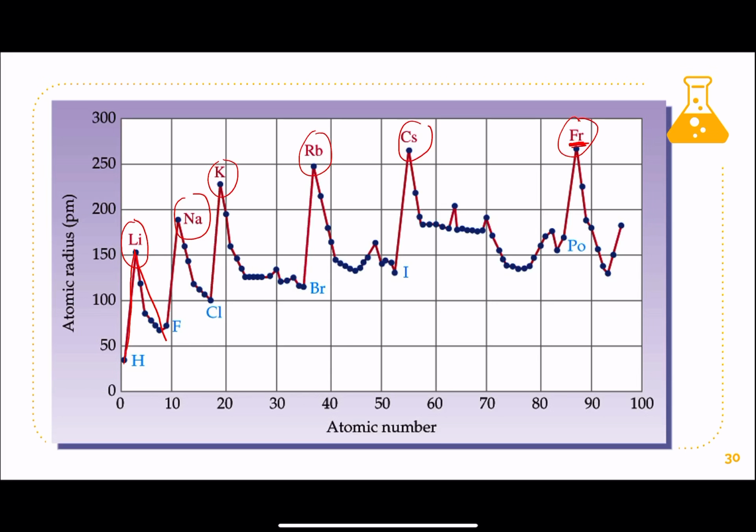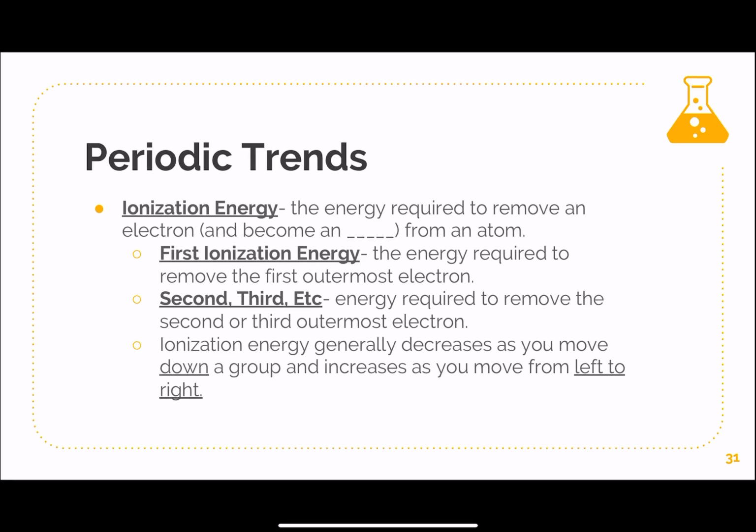That's what you see for a lot of the periodic trends. Lithium is the smallest of the alkali metals because it's the one at the top, the one in the first row or first period. Francium is the biggest because it's the one at the bottom. So that trend increases as we go down and to the left.